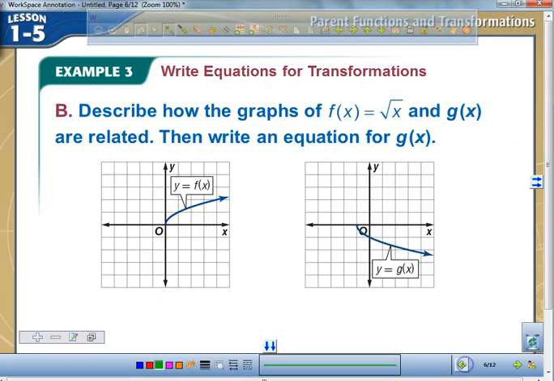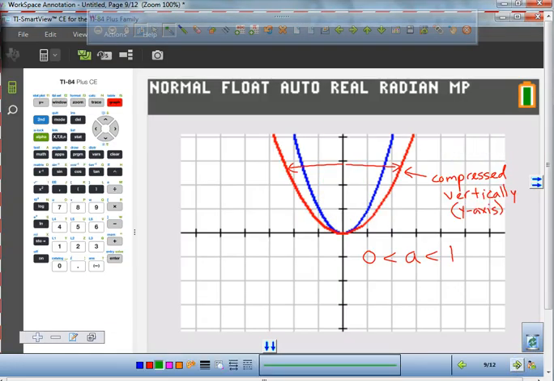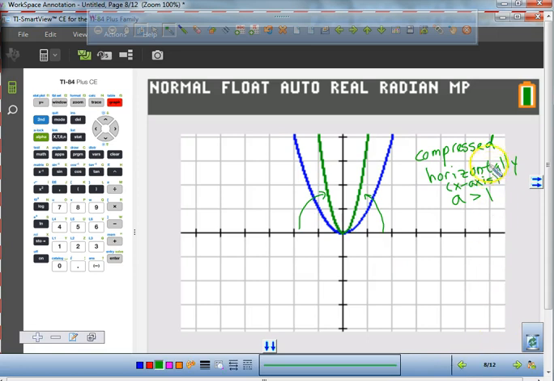So the vertical was what? The vertical, let me go back over here. If you compress something vertically, you're going away from the y-axis. If you compress something horizontally, you're going away from the x-axis. And remember, this function was g of x equals parentheses 2x squared.